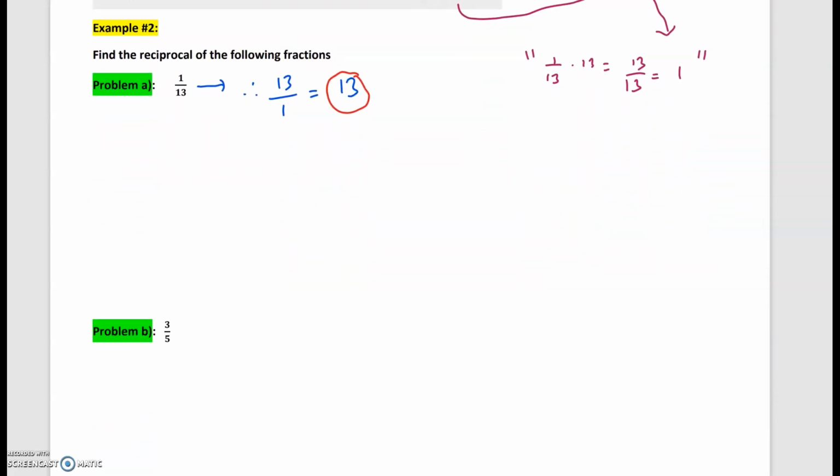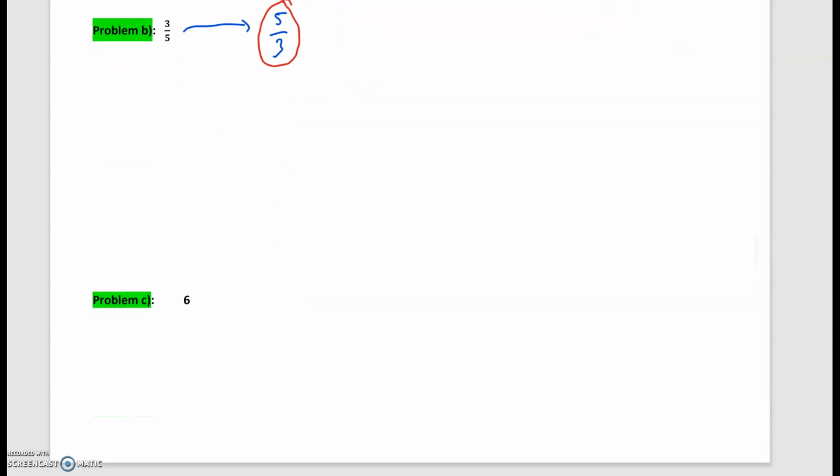Let's take a look at the next problem. And in this problem, as we find the reciprocal, this is just going to be 5/3. So we're just flipping the fraction. That's another way of viewing it: the denominator goes to the top and the numerator goes to the bottom. This one, let me just express it as a fraction. So problem C, we're just going to rewrite it as technically 6 over 1, and as we find the reciprocal, this is going to be 1/6 as we flip the fraction.